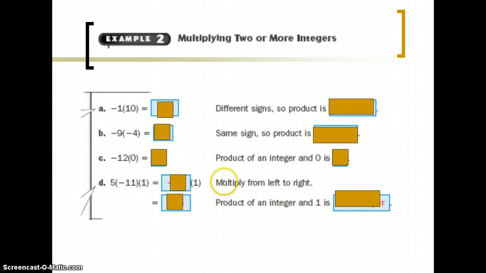Example 2. Multiplying 2 or more integers. What is 1 times 10? 10. Different signs, so the product is negative. You should be able to determine if something is negative or positive before you even answer the problem. Same sign for B, so the answer should be positive. 9 times 4 is positive 36.